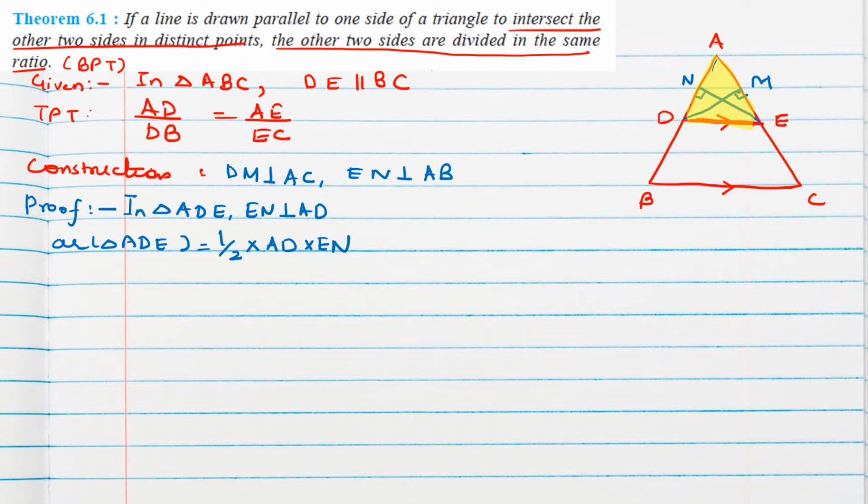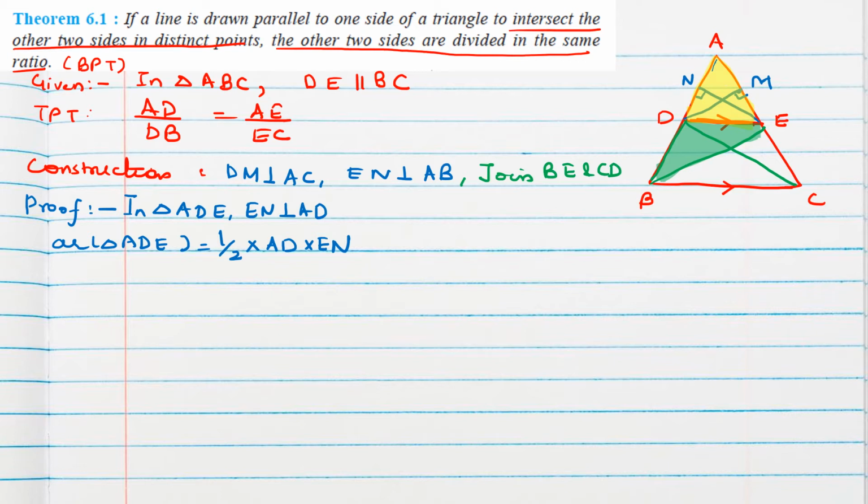Similarly, if we consider triangle BDE, for that we have to join DC and BE. So this also we can mention in construction: join BE and CD. Now if you consider triangle BDE, for this triangle BD is the base and the height is the same, that is EN.